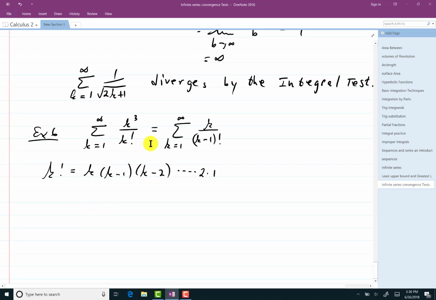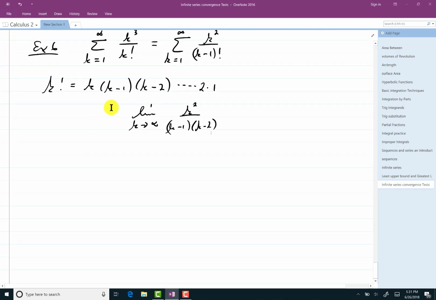But now it's pretty clear to me that this series, if you look at this, is k squared, the limit as k goes to infinity of k squared over k minus 1 times k minus 2. I'm going to look at that versus the first two terms. I will multiply that out.